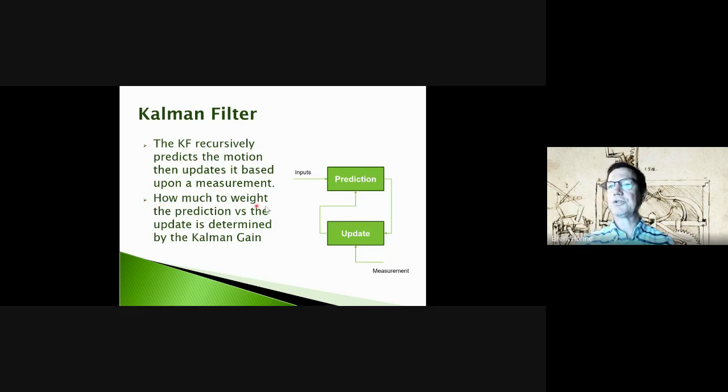How much to weight the prediction versus the update is determined by the Kalman gain. If we have some uncertainty about this prediction, how do we take those inputs and predict our current state? Prior state, some inputs, current state. There's some uncertainty associated with that. Again, it could be a wheel slip, or an inaccurate or imprecise steering input, something like that.